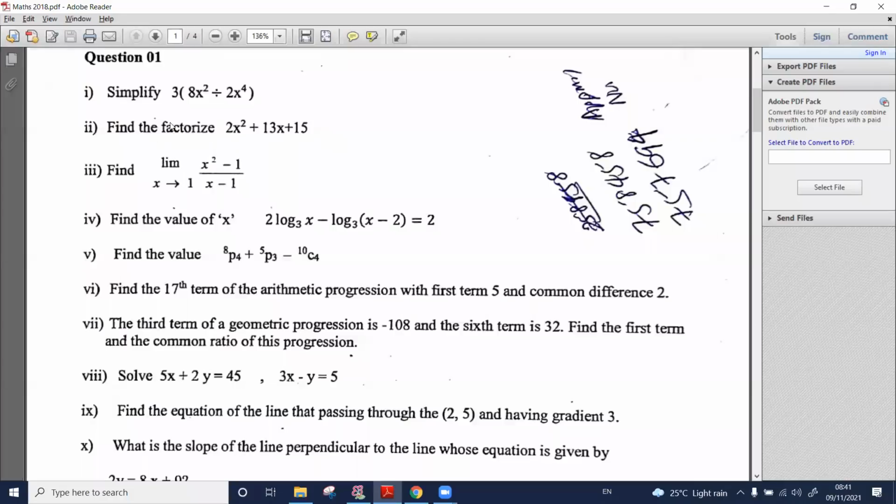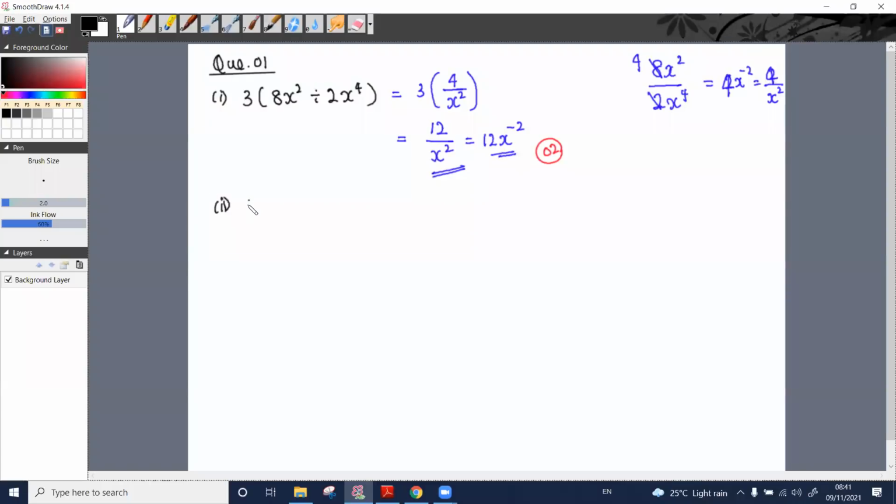So what we are able to do is only the factorization. Right. Let's factorize this: 2x squared plus 13x plus 15.